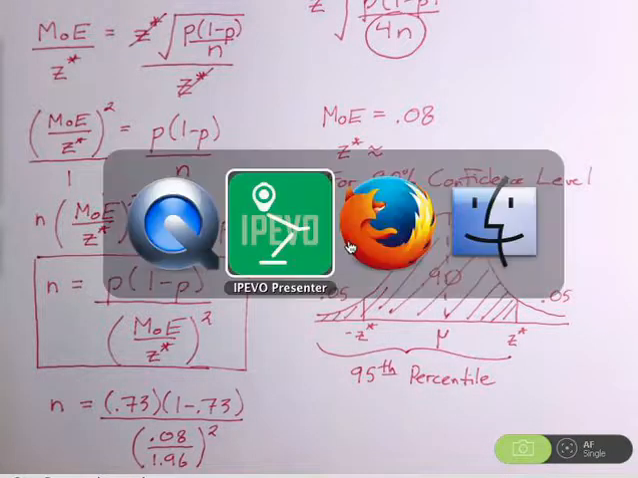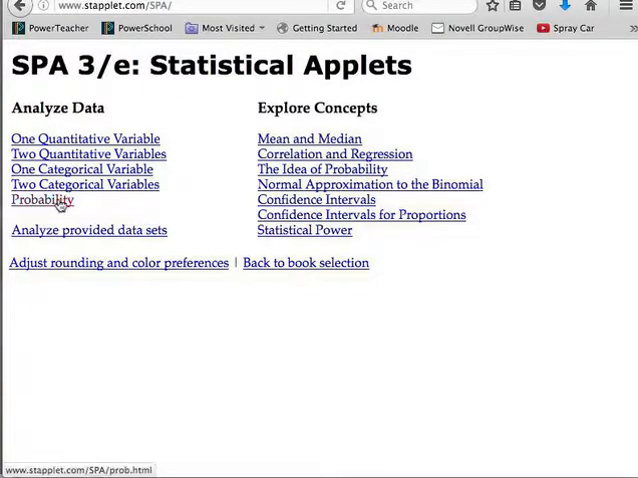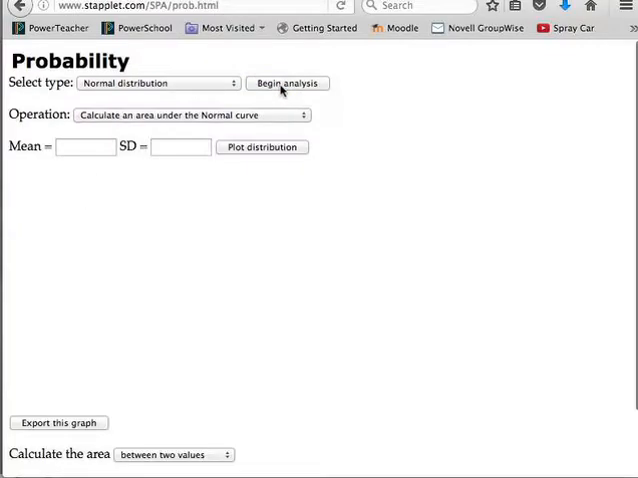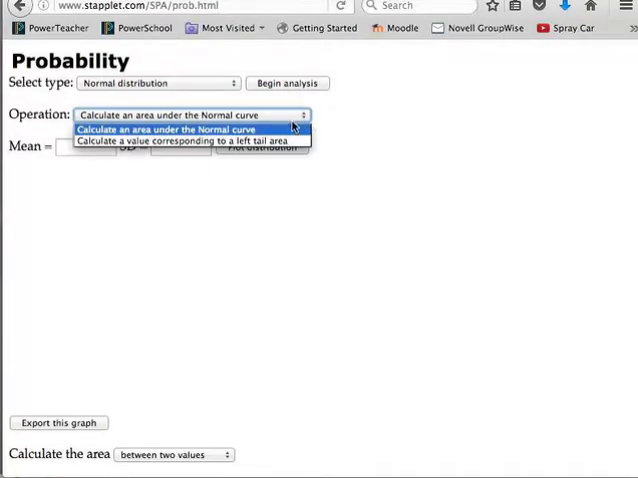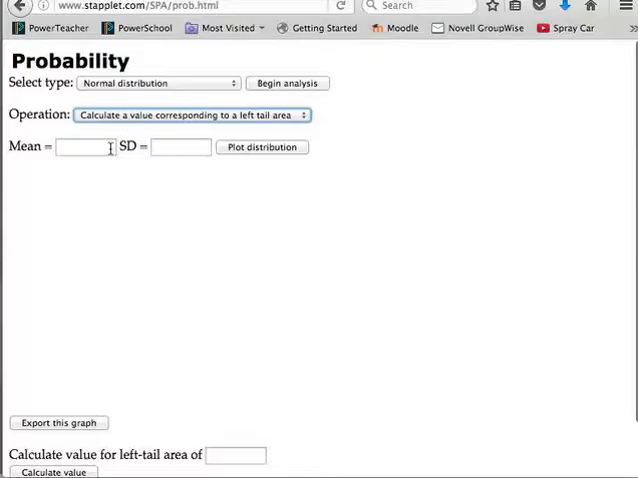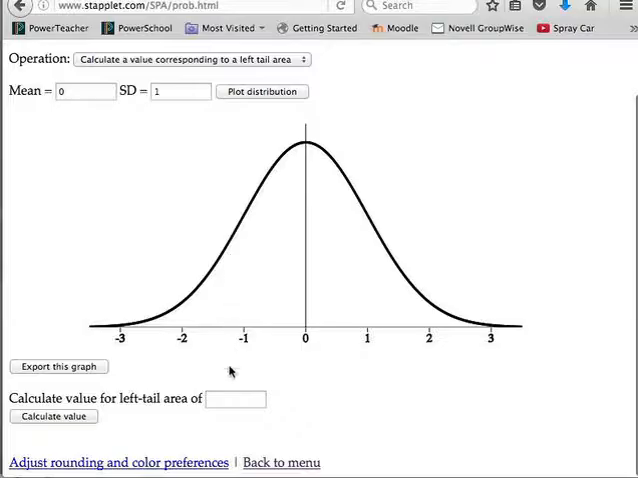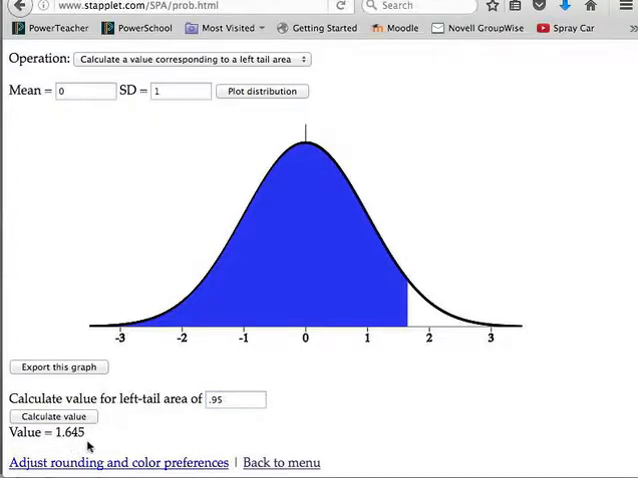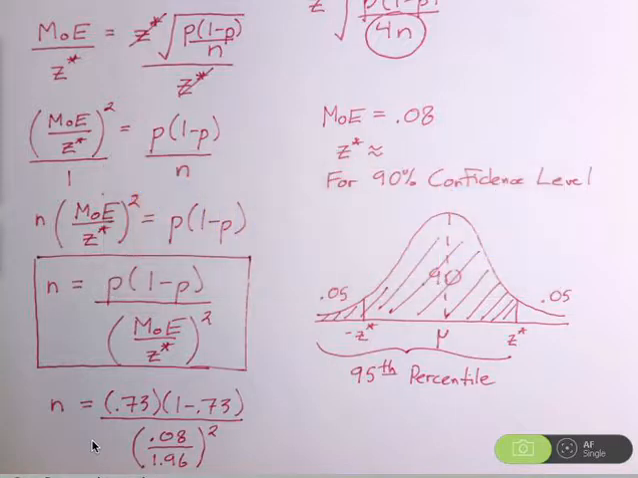So when we go to the applet, choose probability, normal distribution. So I don't want to calculate an area under the normal curve. I want to find the value that corresponds to the 95th percentile. So I would use a mean of 0 and a standard deviation of 1. That will use straight z-scores. That will give us what's called the standard normal distribution. So I'm interested in an area of 0.95. This will give me the 95th percentile, 1.645.